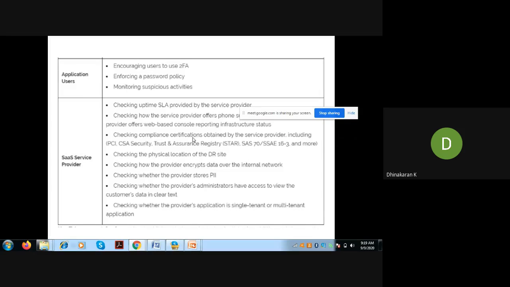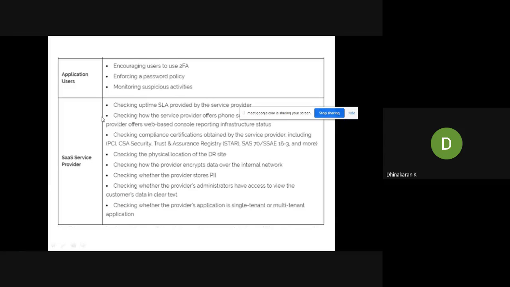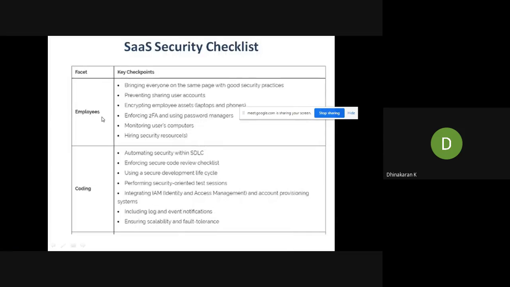For SaaS service providers, check the uptime SLA provided by the service provider, how the provider offers phone support, whether they provide a web console and infrastructure status, and check the compliance and certification obtained, what we discussed in the previous slide about auditing and certification. So any type of certification we have. Checking the physical locations of your site, how the providers encrypt the data, and also how the requesters decrypt the data. That's very important. Checking whether the provider stores PII. Finally, checking whether the provider's application is single-tenant or multi-tenant. So these are the checklist we need to maintain, and we protect our cloud security.